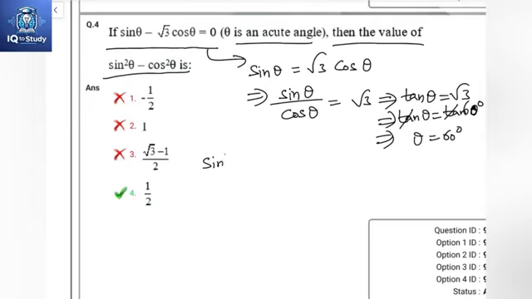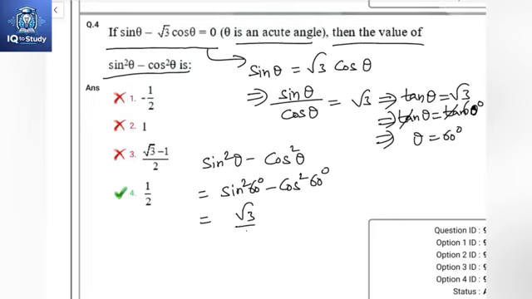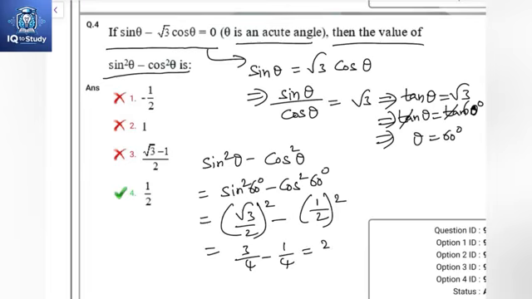Now we have to find out sin square theta minus cos square theta, which is equal to sin square 60 degrees minus cos square 60 degrees. Sin 60 value is root 3 by 2 and cos 60 value is 1 by 2, which is equal to 3 by 4 minus 1 by 4, which is equal to 2 by 4, and the final answer is 1 by 2, which is option number 4.